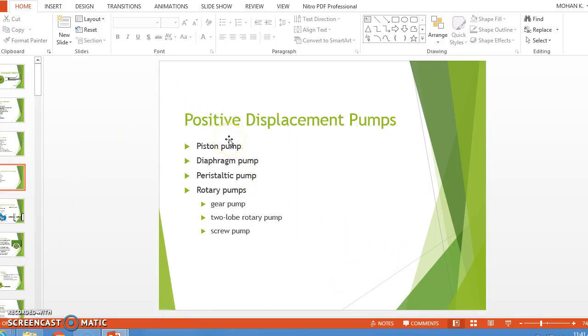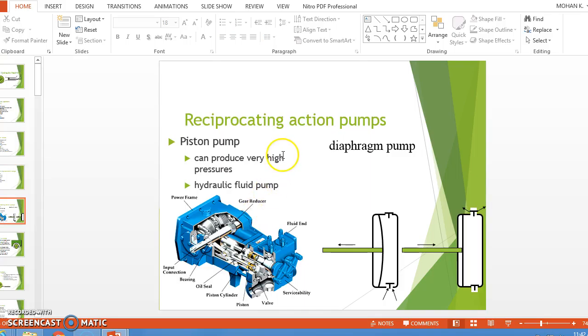So what are the components in a positive displacement pump? Piston pump, diaphragm pump, peristaltic pump, and rotary pump. The rotary pumps are classified into three types: gear pump, two lobe rotary pump, and screw pump. Then the reciprocating pump.